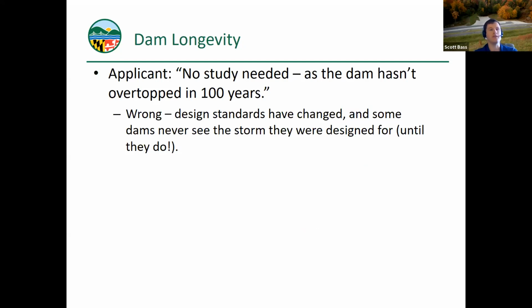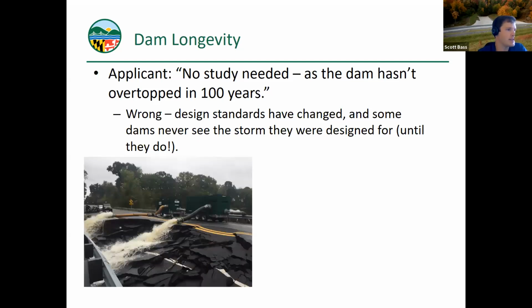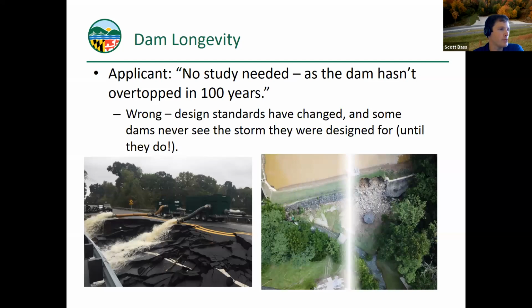Another one is dam longevity. This dam's never overtopped in 100 years, so clearly these studies are wrong. Well, A, this is wrong, design standards have changed, and B, they may never have seen the storm event that was contemplated when they were built. Here's an example on the Eastern Shore, a state highway road that had overtopped. We had identified it as having an undersized culvert, which the engineer and administration kind of resisted because it had never overtopped. And sure enough, it overtopped soon after, and the road was closed for months.